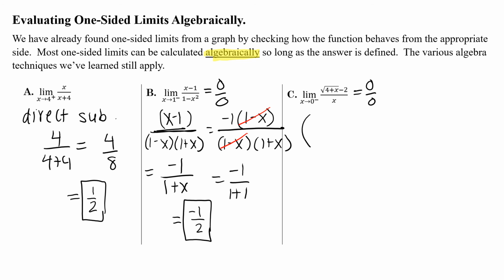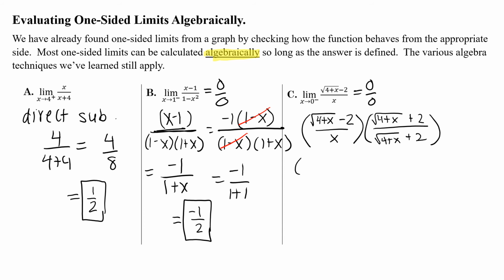To do that, remember, I'm going to take my function, the square root of 4 plus x minus 2 over x, and I'm going to multiply by the conjugate. Remember, the conjugate takes the two terms that you already have and just changes the sign in the middle. So we're going to multiply by the square root of 4 plus x plus 2 over the square root of 4 plus x plus 2. When you multiply through your numerator, remember you're foiling or creating a difference of squares. So when we square the first term, the square root of 4 plus x squared just gives us 4 plus x, minus when we square our second term, 2 squared is just 4, over, and then our denominator would just be x times the square root of 4 plus x plus 2.